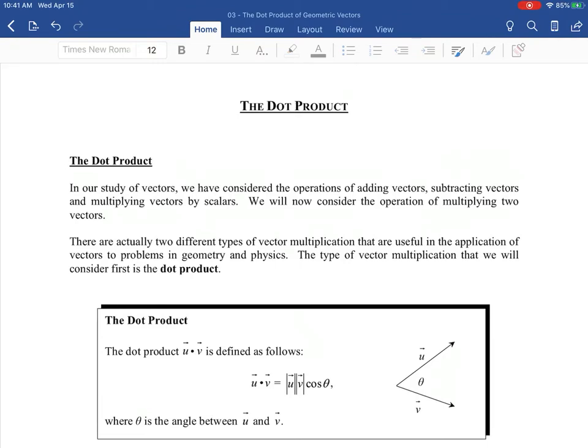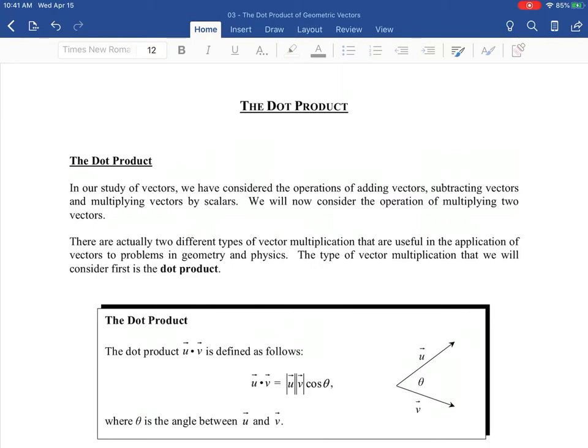So the dot product, mysterious name. In our study of vectors, we have considered the operations of adding vectors, subtracting vectors, and multiplying vectors by a scalar. And those operations weren't too bad. Getting to know those wasn't too bad. And this operation, actually doing the operation, won't be too bad. Understanding it will take a couple of days.